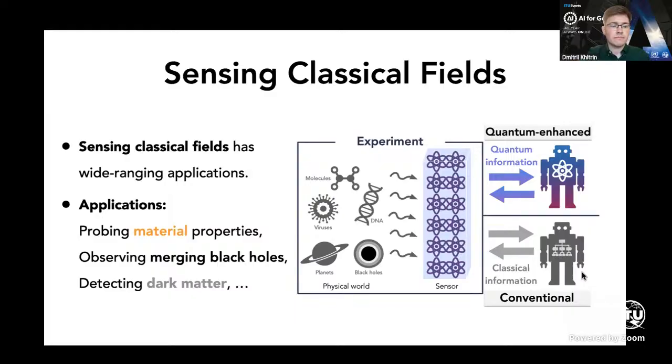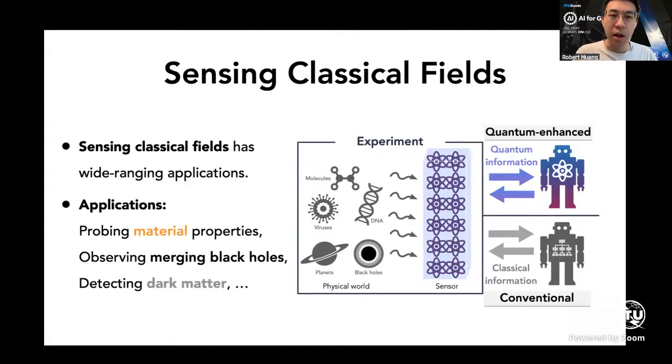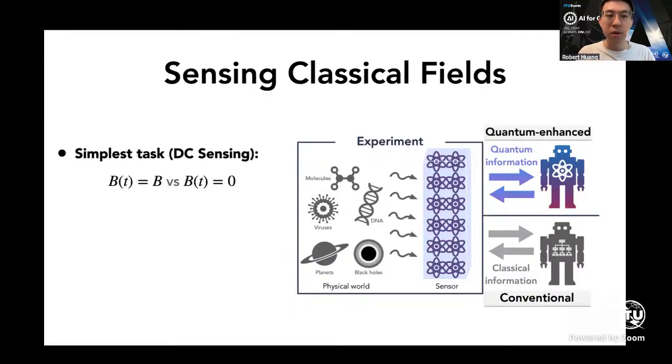Yeah, that's a great question. So let's look at a few standard sensing tasks that arise in this broad framework where we try to sense classical field like EM field, gravitational wave, etc., coming into our sensor. One of, I would say, the simplest task for sensing classical field in the sensing literature is known as DC sensing. DC basically just means it's a static field.